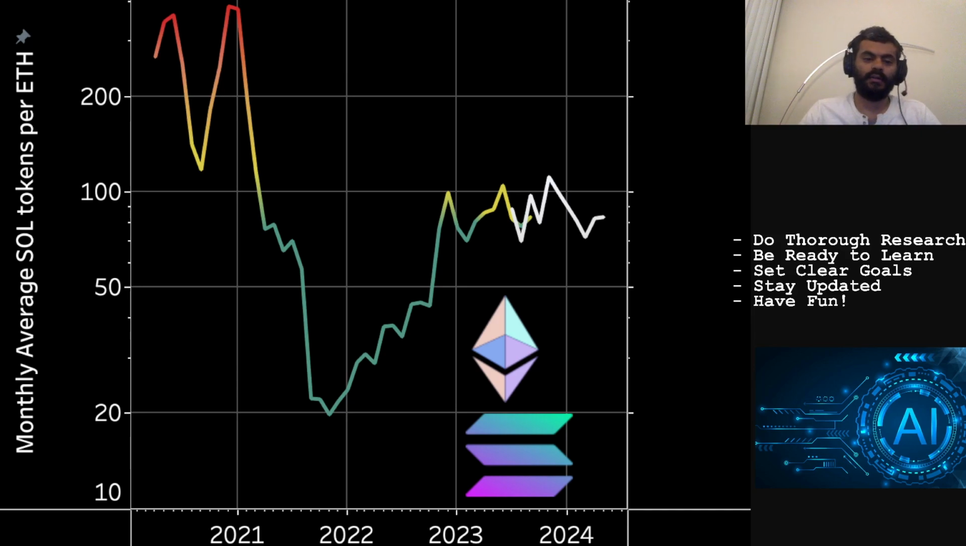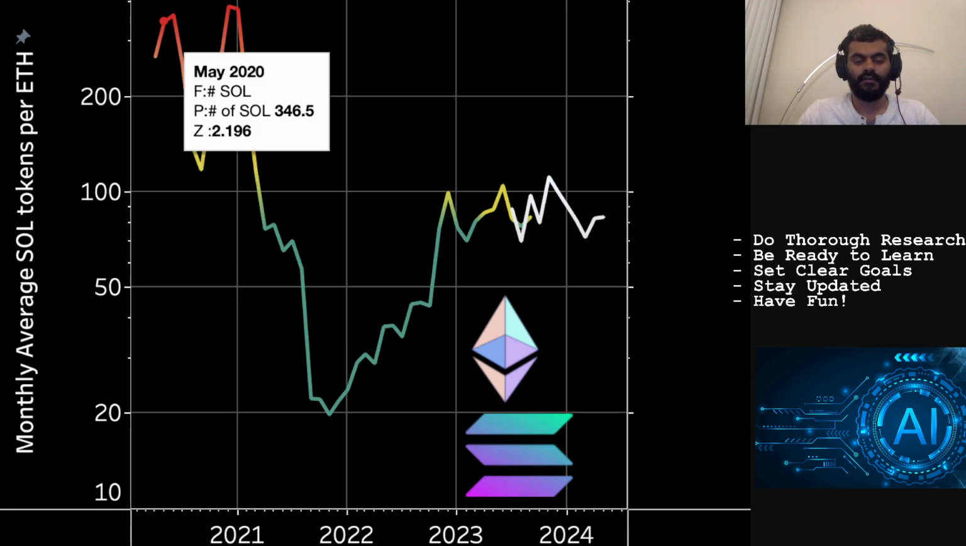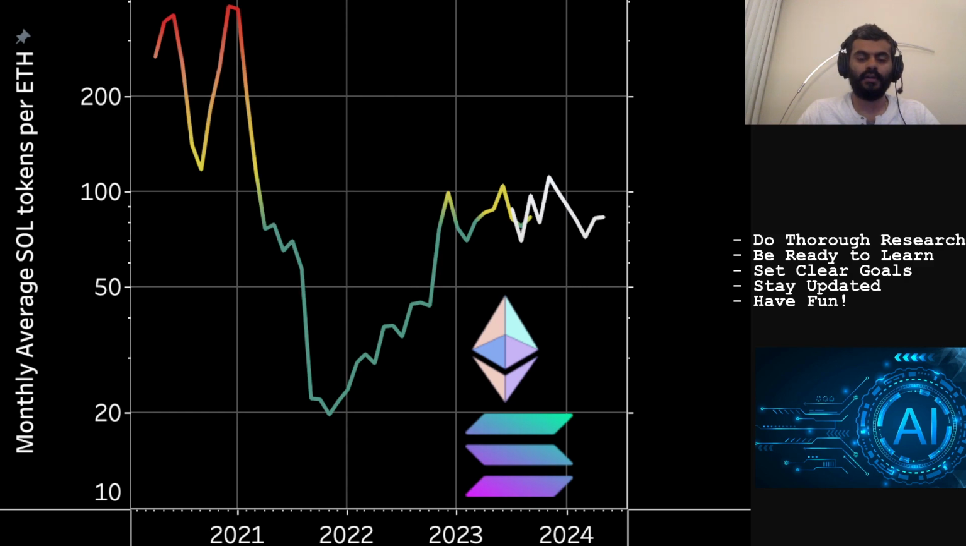So the y-axis is the number of SOL tokens that you get for selling one ETH token. This is calculated by dividing Ethereum's one ETH price by Solana's one SOL price. That's why it's in multiples of tens, and subsequently it's a logarithmic scale. Then now it is multiples of 100 over here. On the screen you're seeing the chart of the monthly average Solana tokens that you can get by selling one Ethereum, and it's color coded from dark red to dark green.